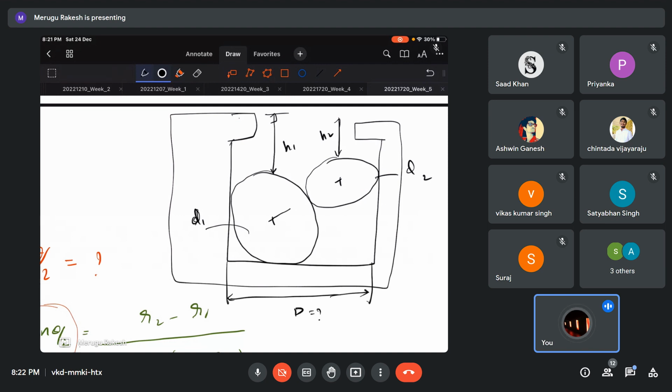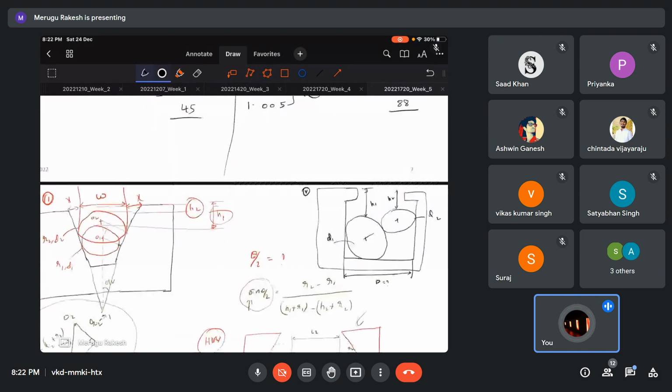Okay, this is one GATE question they have asked. Similarly, they can ask any type of geometry, so there is no hard way to learn. And this is quite simple.